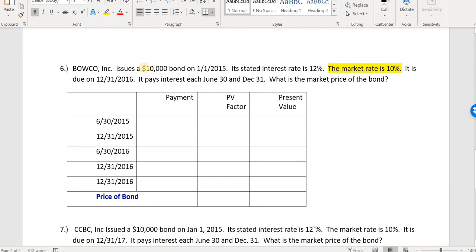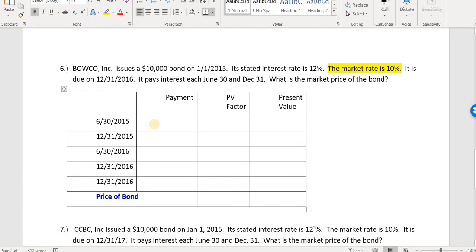The only difference is it's only a $10,000 bond. And this time the stated interest rate is 12 and the market rate is 10. So what column are you going to use if the market rate is 10 and we pay interest twice a year? You're going to use the 5% column, right? You're going to divide it by 2. So go to it. Pause the video for a minute and give this a try. Let's see how you did.